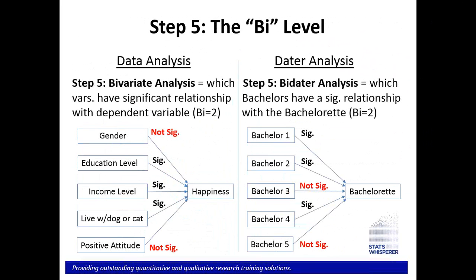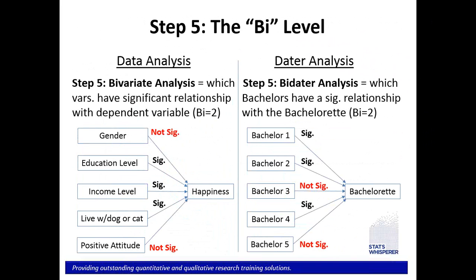So the ones she has a significant relationship with, she feels significantly towards, go on to the next round, and the ones who she doesn't have a significant relationship with are eliminated in this round, right? So you can see in the red text, bachelors 3 and 5 did not have a significant relationship with the Bachelorette, so they're eliminated. Bachelors 1, 2, and 4 do, so they're taken to the next round.